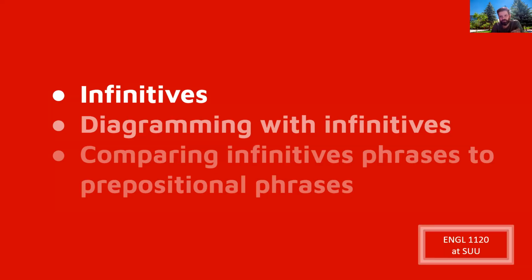Right. So we talked about infinitives, how they're formed, why we might use them. They can make things a lot shorter in a sentence. We talked about how to diagram them. They can function in a noun position. They can function in an adjective position. They can even function in an adverb position. Okay? And we were able to clarify how an infinitive phrase is different from a prepositional phrase. Infinitive phrases have verbs after the to. Prepositional phrases have nouns after the to.